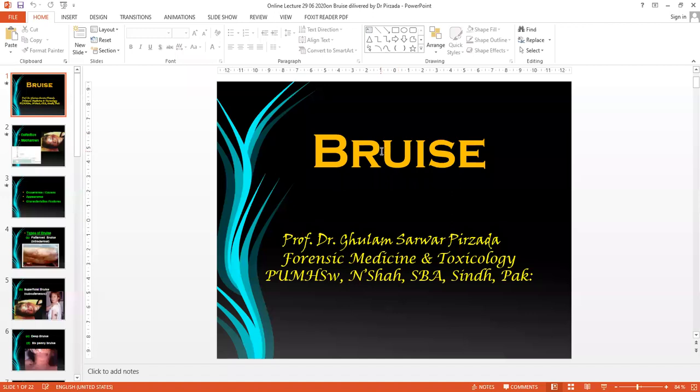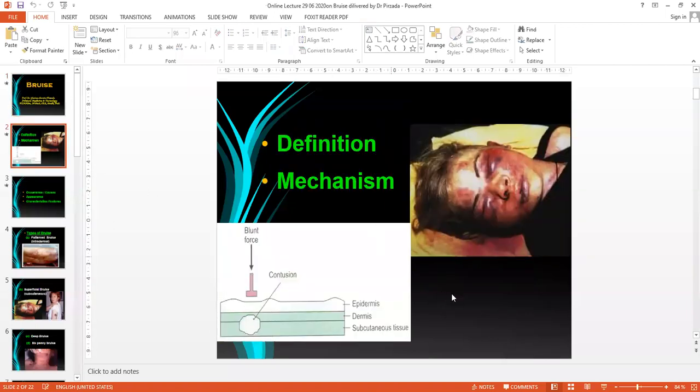So last time I completed my lecture by completing the abrasion, and today I would like to discuss another injury produced by blunt force trauma, that is hard and blunt substances, in the form of the bruise. Now the definition of the bruise is that this is the mechanical injury which is produced by application of hard and blunt substances, resulting in rupture of the underlying vessels, leading to extravasation of the blood under the surface of the skin without solution in the continuity of the skin.